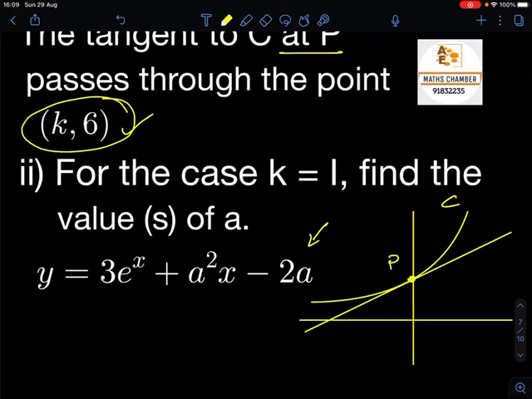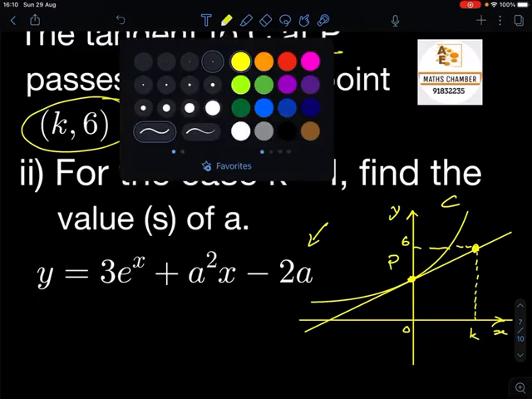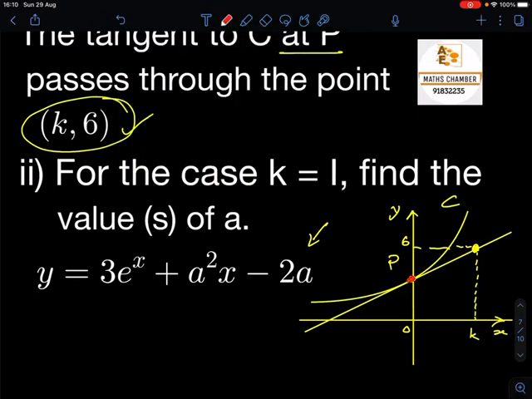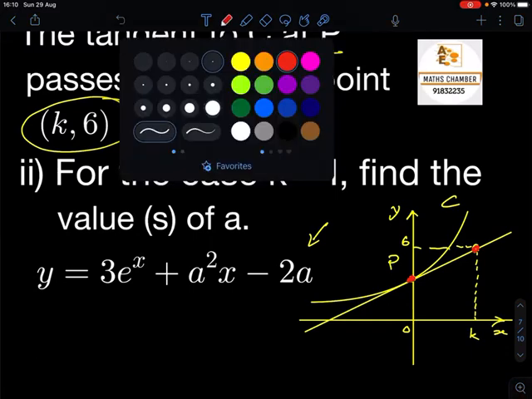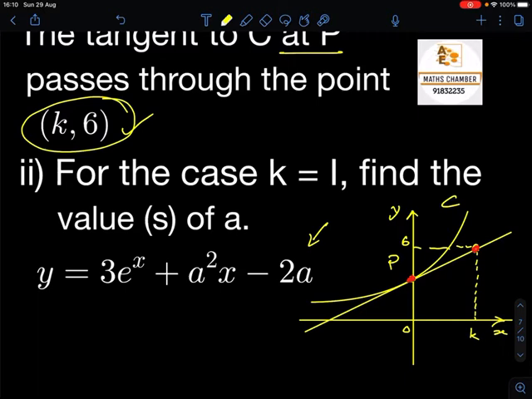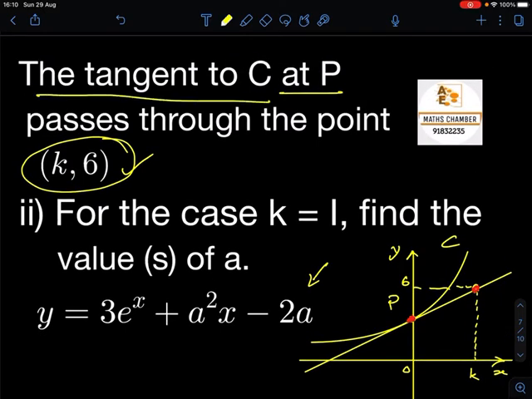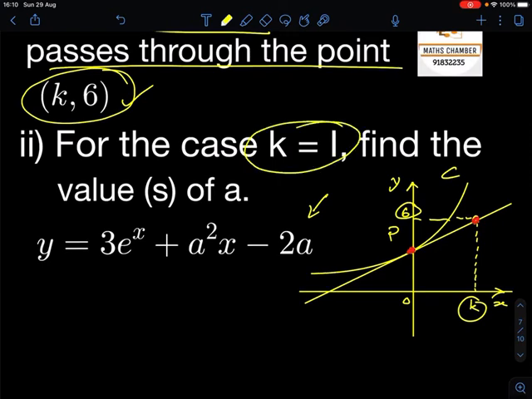Because P is when x equals 0. This is your x-axis, this is your y-axis, this is just a sketch, and this is your tangent that passes through the point (k, 6). This is another point. Let me make it red so you can see better. These 2 red points are the points that we are interested in, because we are going to find the tangent to the curve C that passes through the point (k, 6), and for the case of k equal to 1, we are required to find the values of a.